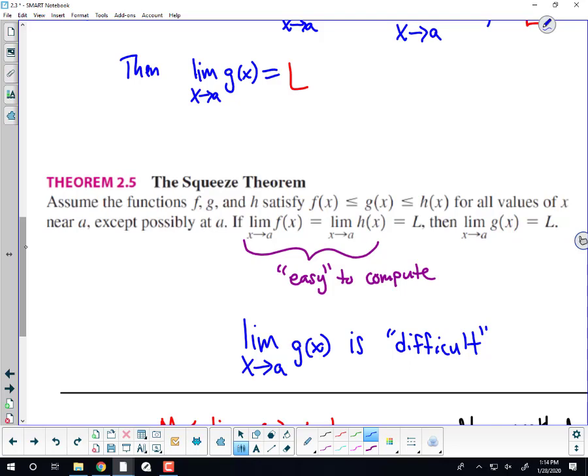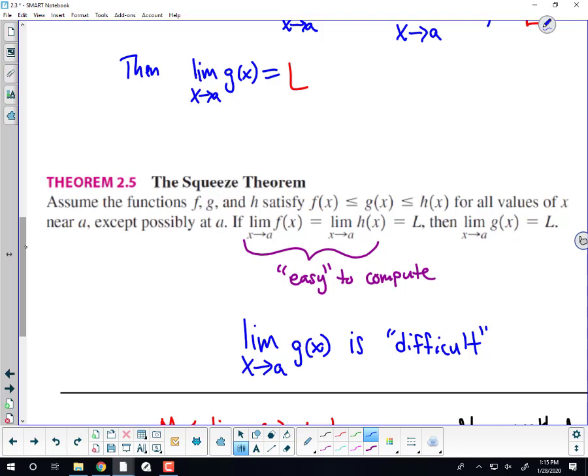Okay, so we take this function that's difficult to work with, we put it in between two functions that are easy to work with, and then based off those two functions that are easy to work with, we infer what the function that's difficult to work with is, in the sense of a limit. Okay. Does anyone have any questions on this?